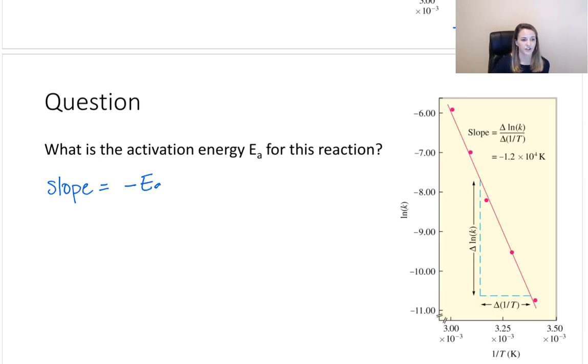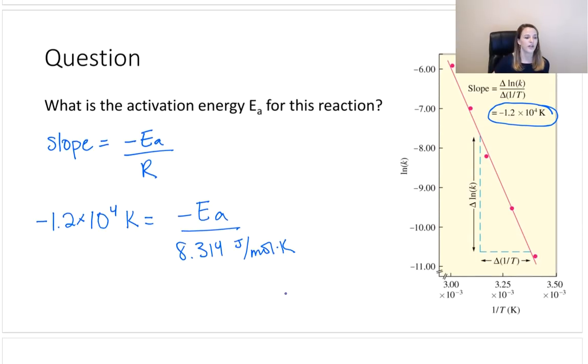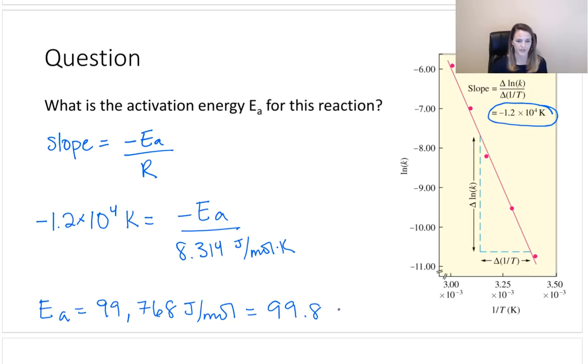your negative activation energy divided by R. So you're going to go over here to your plot, and you're going to take your slope, which is negative 1.2 times 10 to the 4th Kelvin. So that's going to be here, negative 1.2 times 10 to the 4th Kelvin. You're going to set that equal to negative EA, activation energy, divided by R. We're talking about energy, so it's going to be 8.314 joules per mole Kelvin. So if you put that into your calculator properly, you should get your activation energy equal to 99,768 joules per mole, which is equal to 99.8 basically kilojoules per mole.